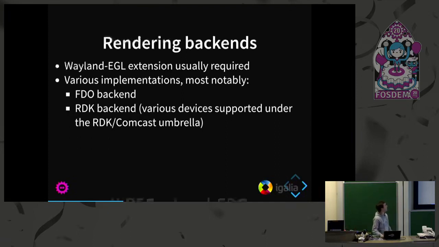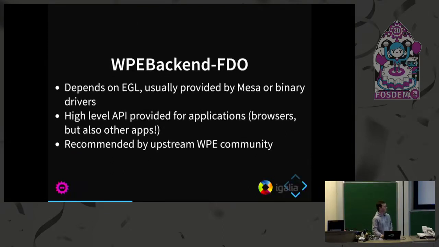The FDO backend depends on EGL. That means usually if you have a GPU driver that uses Mesa, or something that provides EGL, you can even have binary drivers. That backend provides a high-level API for applications to get EGL images from the web engine, so that they can do whatever they want with them. That's also what we recommend as the WPE community. It's the backend used on the build bots, and the one we use the most currently in the community.